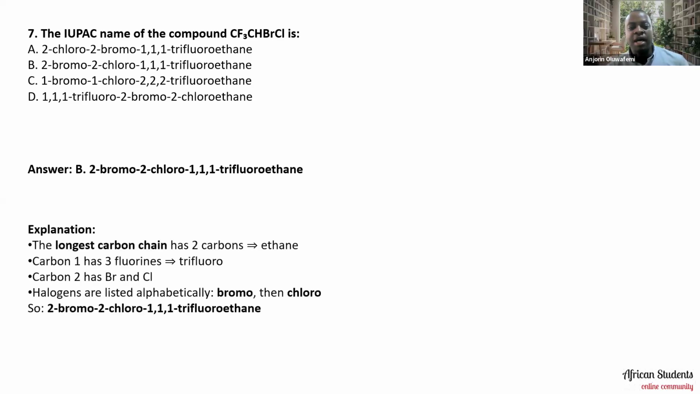We look at the alphabetical arrangement of the substituents, and then we look at the mother chain, the number of carbons that are there, and that will guide us in naming and in putting the substituents in the right position. So the right answer to this one is actually 2-bromo, because B comes before C. So you have 2-bromo-2-chloro-1,1,1-trifluoroethane, and that's B. The longest carbon chain has 2 carbons, that's ethane. Carbon 1 has 3 fluorines, that is trifluoro. Carbon 2 has bromine and chlorine. Halogens are listed alphabetically: bromo, then chloro. So 2-bromo-2-chloro-1,1,1-trifluoroethane is the right answer.